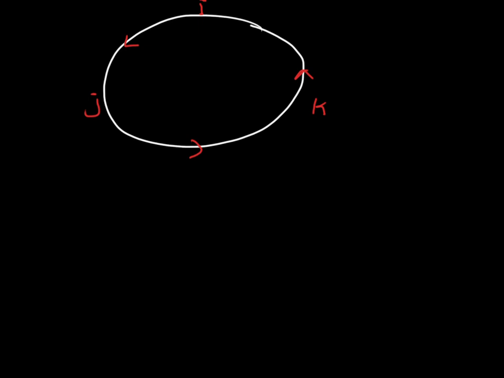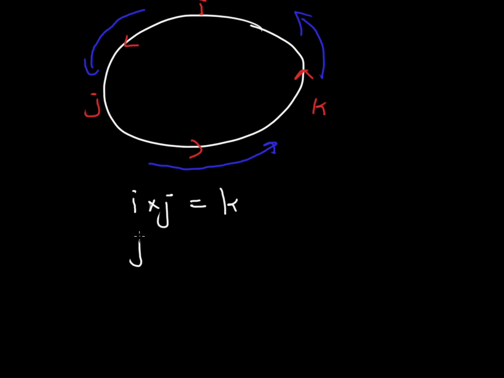Now, we move from I to J and from J to K, right? What this means is that I cross J is equal to K. Okay, I cross J is equal to K. Now, what happens when you multiply J cross I? This is actually quite simple. I cross J is equal to K.